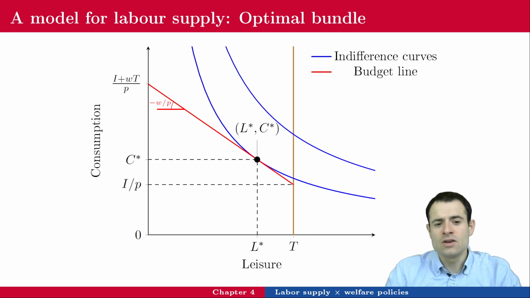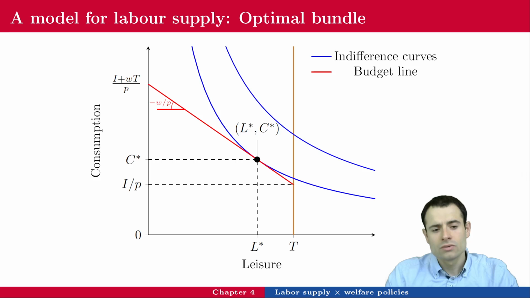The budget line is in red. It represents all the affordable bundles that the consumer has access to. Note that if our agent works 0 hours and decides to spend all of his time on leisure, big T, then his consumption is equal to his non-labor income, I, over the price of consumption. Since the agent doesn't work, he doesn't receive any labor income at this point.